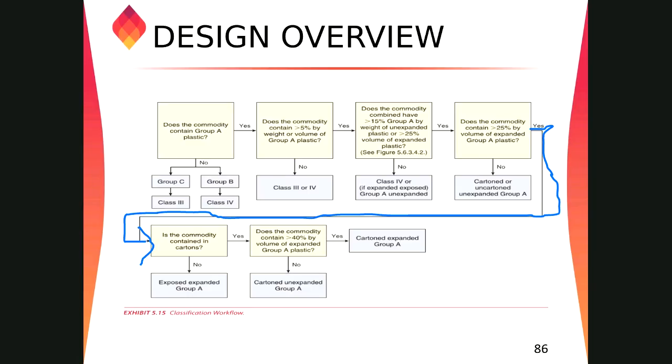So we came directly to this location, right? Do the commodities come in cartons? You have placed your product in cartons, meaning group A plastic in the carton. If yes, then we'll go to this point. If no, then we will understand that it is exposed expanded group A plastic. So this is the final design solution for this one. We have to design our sprinkler system for this criteria, that it is exposed expanded group A plastics. If it is greater than 40% group A plastics, we have to come to cartoned expanded group A plastics.